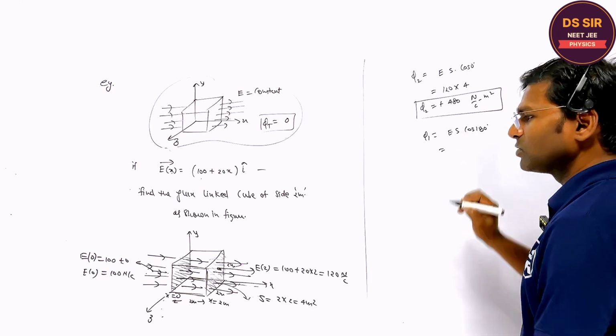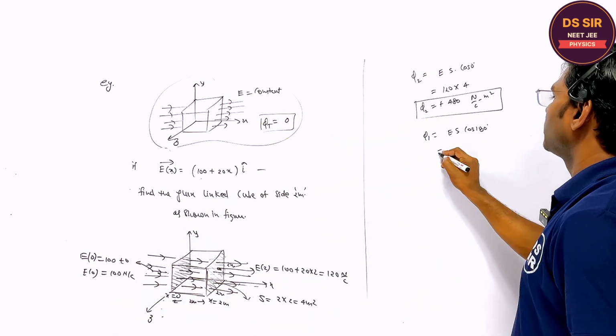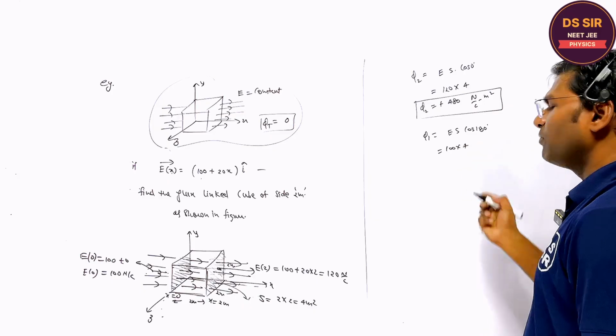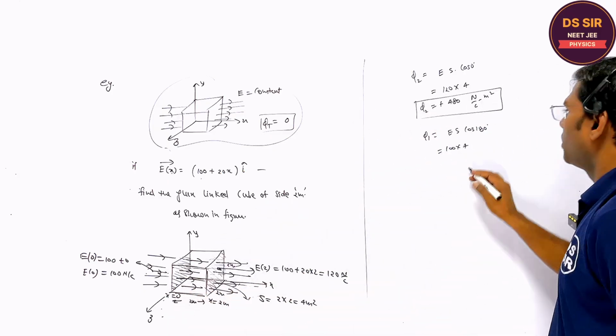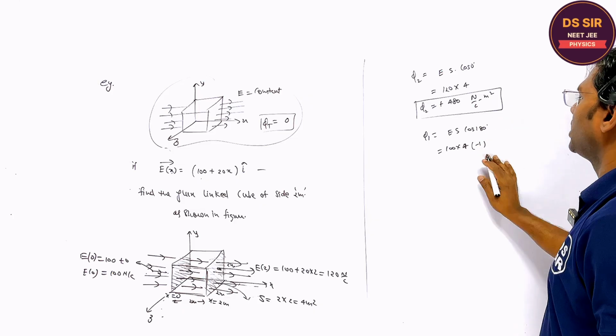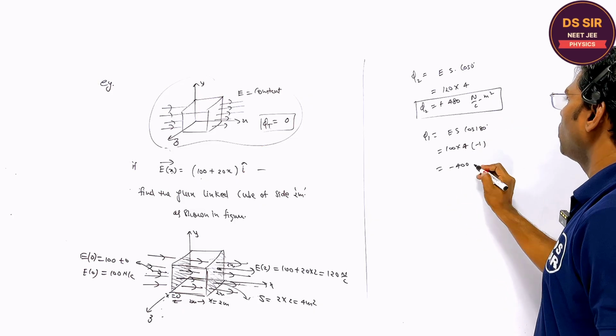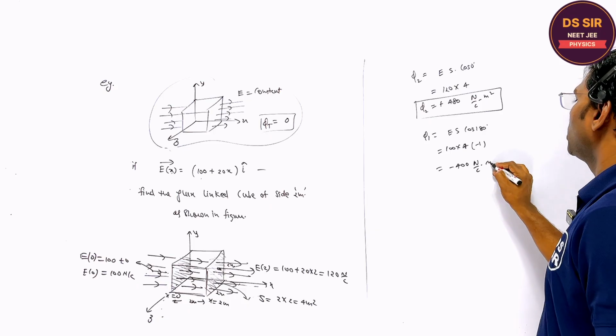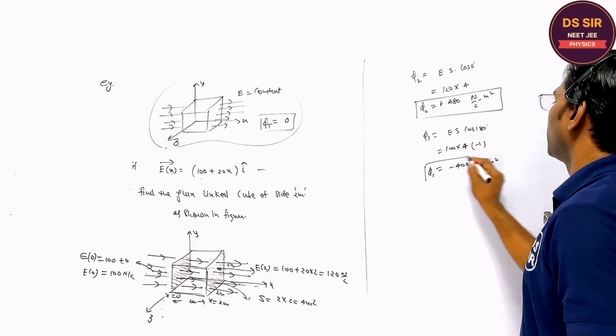The electric field is what? Here it is 100. The area is what? Say 4 meter square. The area will be the same, but it is minus 1. Cos 180 is what? Say minus 1. So minus 400 Newton per coulomb meter square is the inward flux.